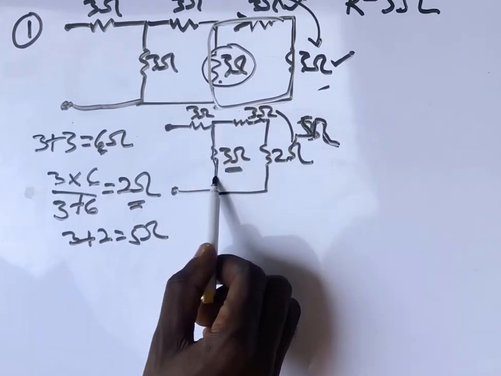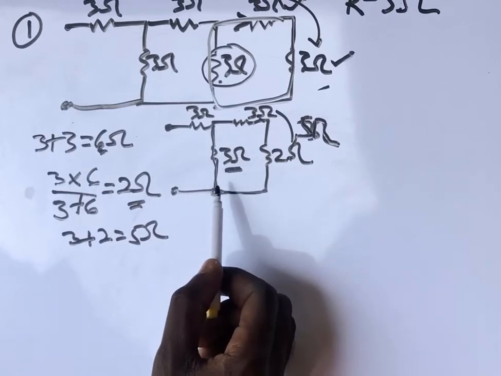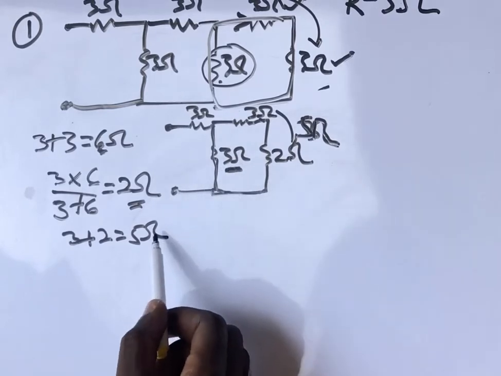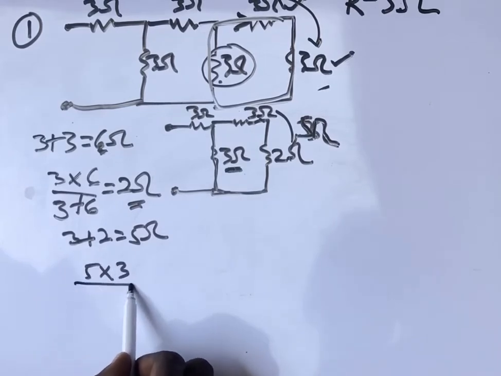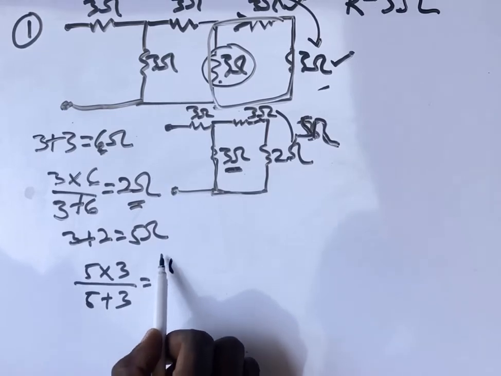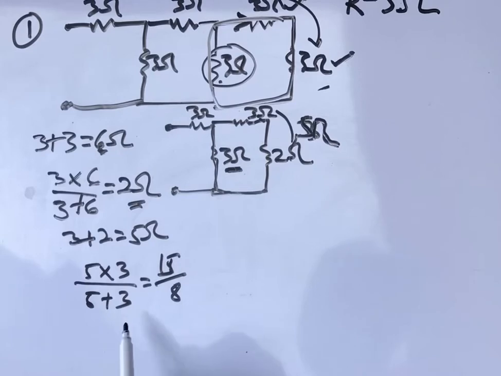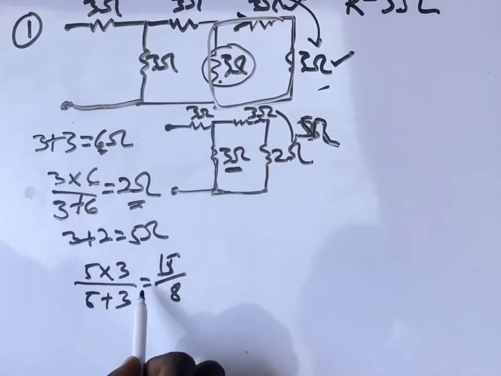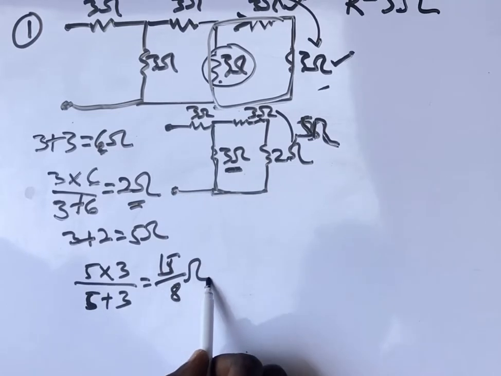So when you traverse, you won't come across any other elements aside from the 3 ohm and the 5 ohm. So we have 5 times 3, which is 15, over 5 plus 3, which is 8. Yes, you are right, 15 over 8 ohms.